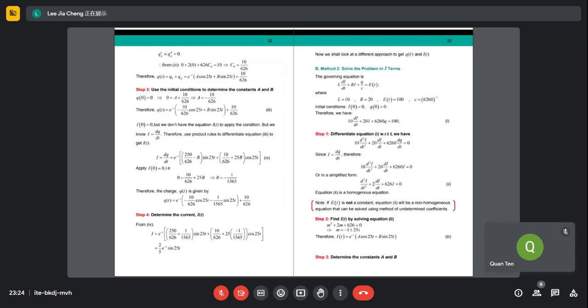Now find the value of our C naught. We find it from equation 2 above: 0 plus 2 multiplied by 0 plus 626 multiplied by C naught equals 10. Then our value of C naught is 10 over 626. Therefore, we combine QP and QH into Q(t). We get the equation e to the negative t times (a cos 25t plus b sin 25t) plus 10 over 626. Then we will continue to step 3 to solve the question.